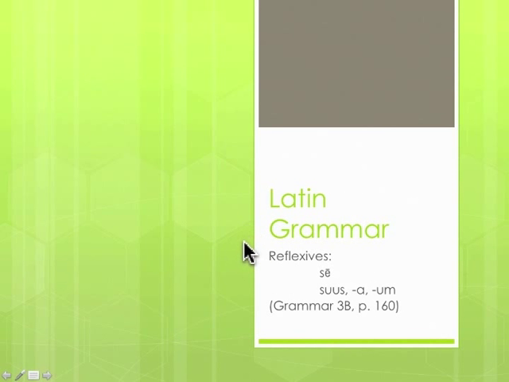In this video, we're going to look at the reflexives of Latin. We're going to look at the word se, the reflexive pronoun, and we're going to look at the word suus, sua, suum, which is the reflexive possessive adjective. All this is covered in the grammar for 3B on page 160.